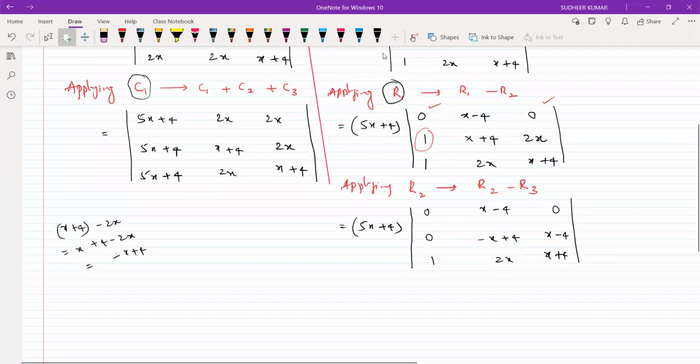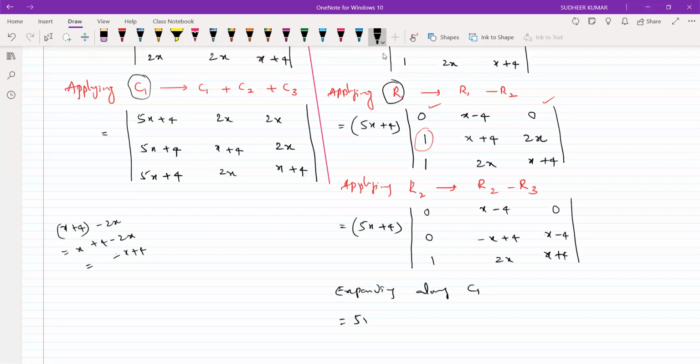Next. So it is 5x plus 4 times. Now we can expand it because we got the utmost number of zeros in the first column, right? Now expanding along C1, what will we get if we expand it? So this is 5x plus 4 remaining the same. This is plus minus plus. So into 1 times these two we should multiply. What do we get now if we multiply that?